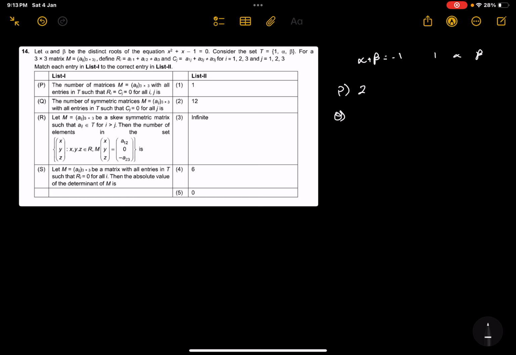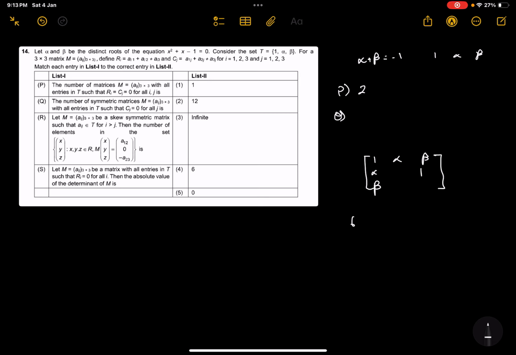Let's check Q. Number of symmetric matrices with all entries in T such that the sum of each column is 0. So each column must have exactly 1, alpha and beta. Again we have 6 possibilities for the first row. Let's say we go with 1, alpha and beta. This determines the first column as well because it's a symmetric matrix.